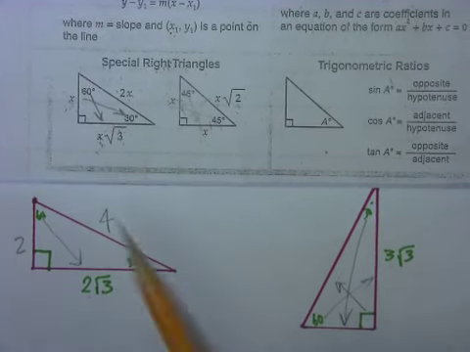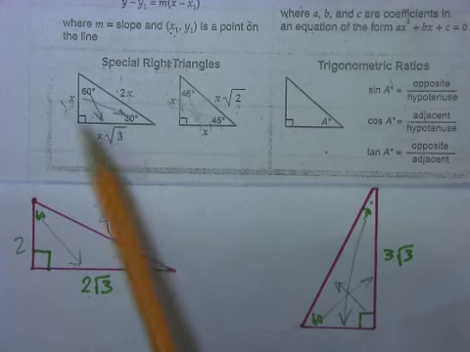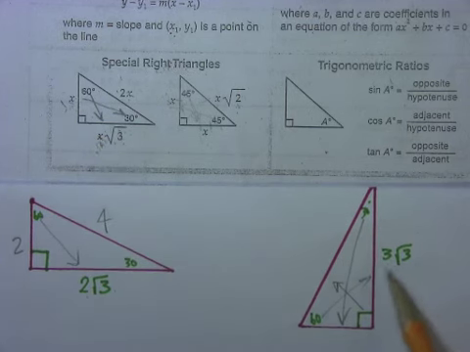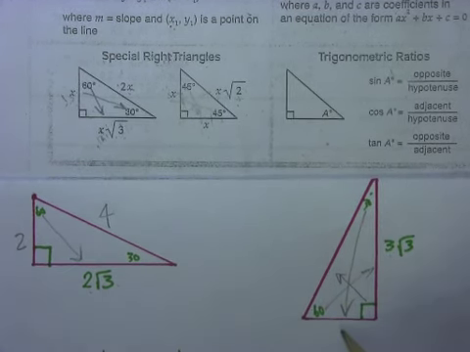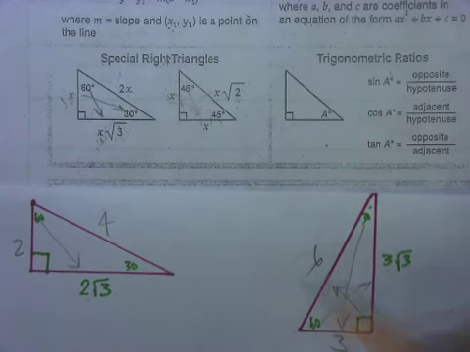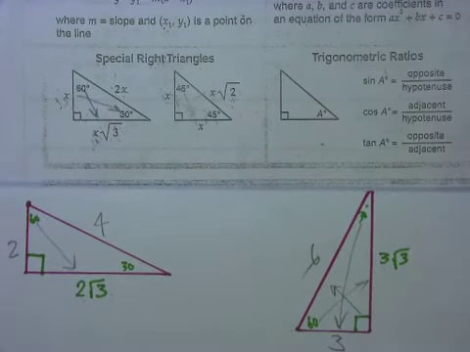So if the long leg is 3 times the square root of 3, what do you think the little leg is going to be? Remember, the little leg is the boss. Little leg tells the long leg, you're the same as me times the square root of 3. So if the long leg is 3 times the square root of 3, the little leg is going to be 3, and the hypotenuse is going to be 6.